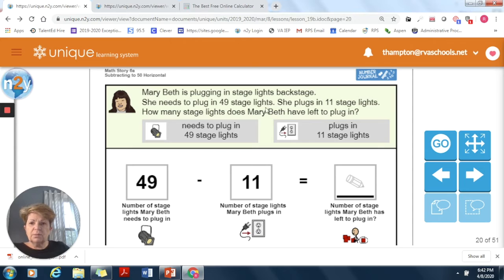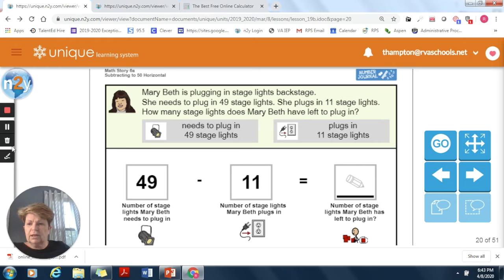So let's read our story problem. Mary Beth is plugging in stage lights backstage. She needs to plug in 49 stage lights. She plugs in 11 stage lights. How many stage lights does Mary Beth have left to plug in? Now, having left, that's one of our key phrases. So we know we're going to subtract. Needs to plug in 49 stage lights and needs to plug in 11 stage lights.